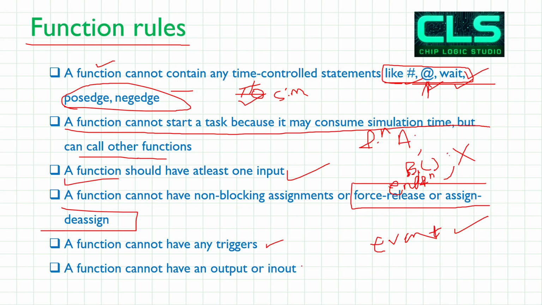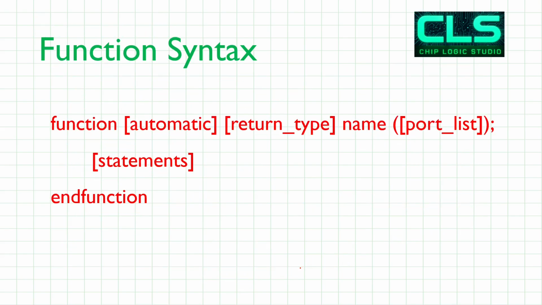A function cannot have output or inout, so it can only have input ports and a return type. A function has a return type, so whenever the input comes, it will return the value. This is the kind of output which will be returned, so we don't need and cannot use output, and we cannot use inout. So these are some rules of functions you should remember.